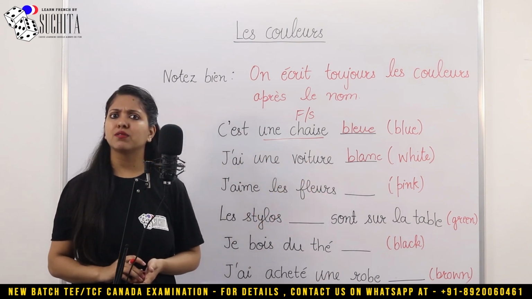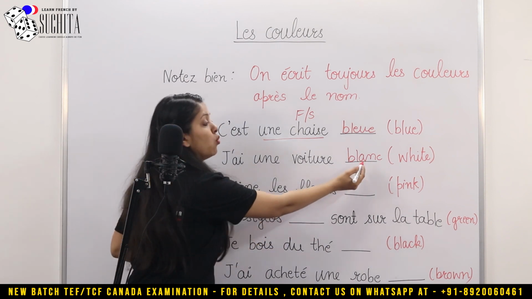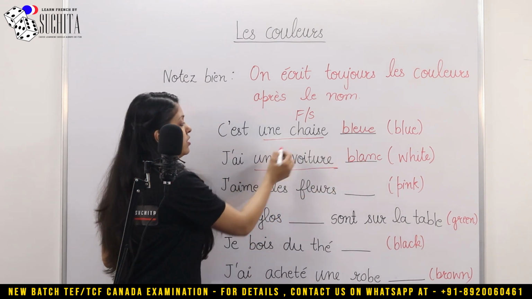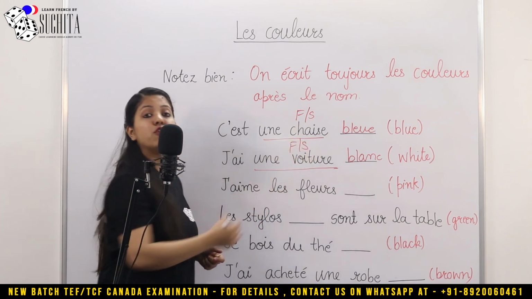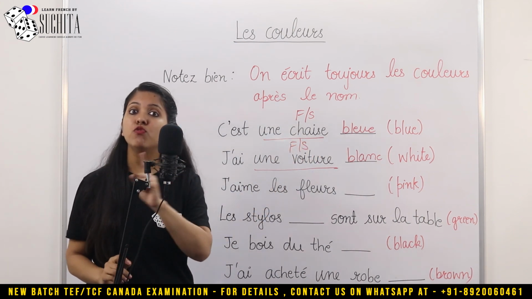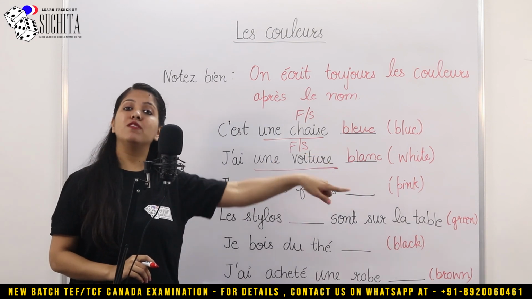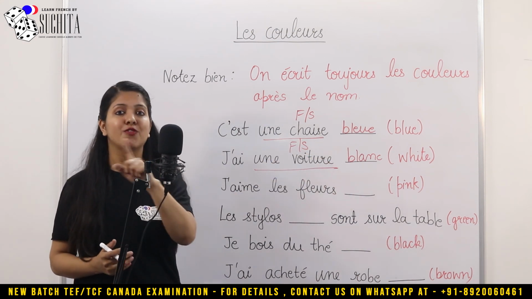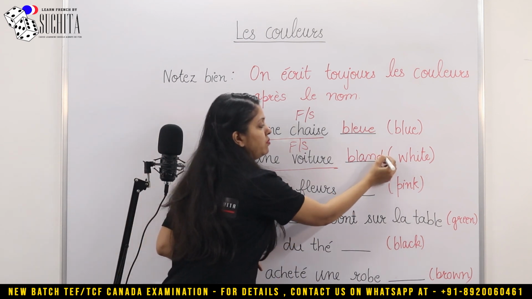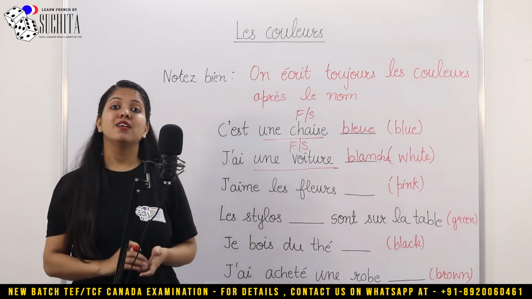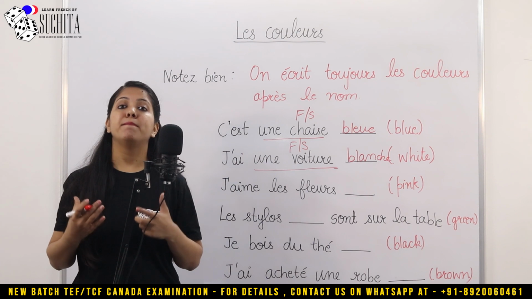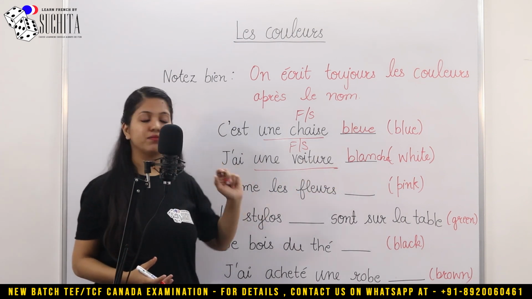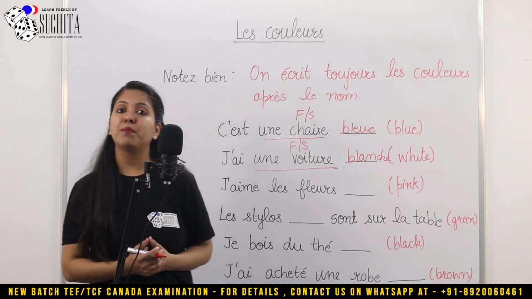Is that correct? No. Now white is the color of car. Une voiture. Là c'est féminin singulier. So your color should also be feminine. How do you make the feminine of blanc? Of course you put HE. So it will become j'ai une voiture blanche. I have a white car.